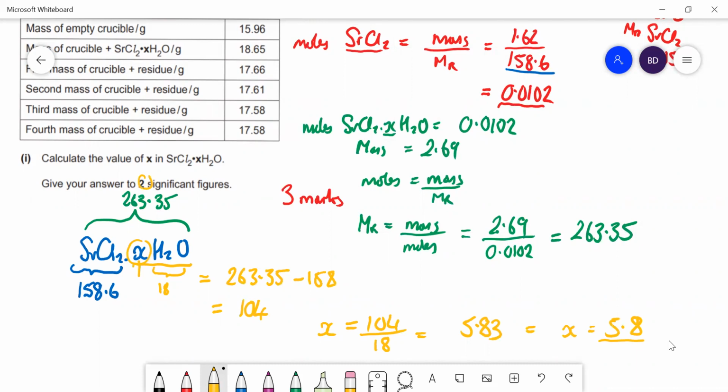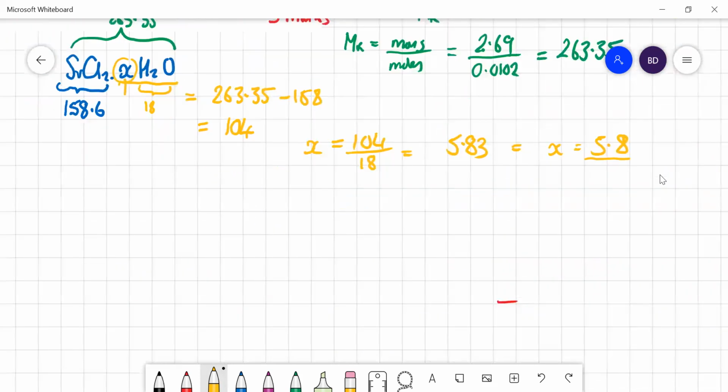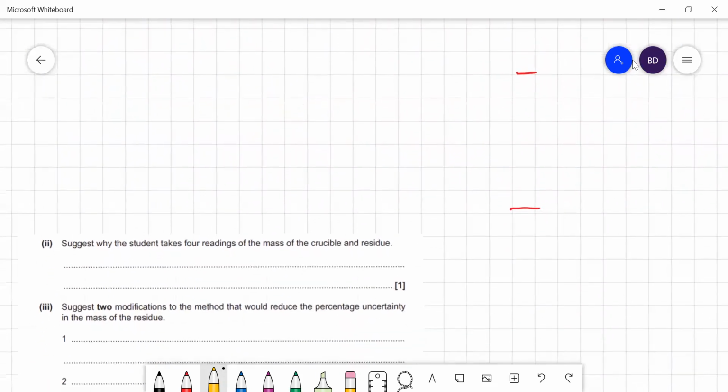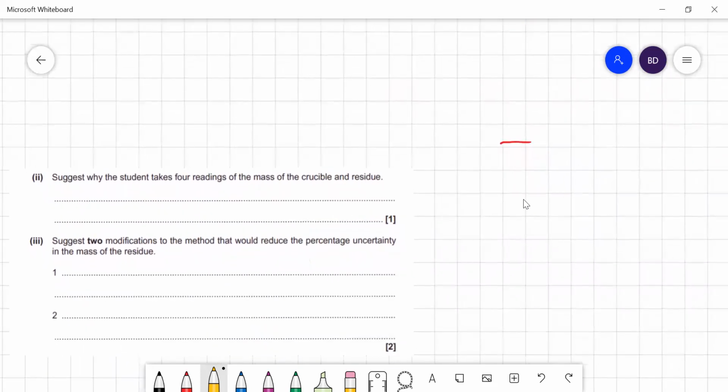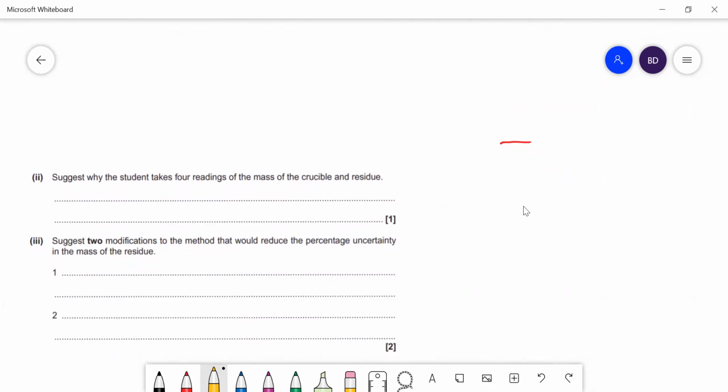Okay. Right. Now, suggest why the student takes 4 readings of the mass of the crucible and residue. Right. Why did he repeat it? Okay. Right. The reason why he's doing that, he heated and reweighed, is because he wants to make sure that all the water has been evaporated. Okay. So it's called heating to constant mass.